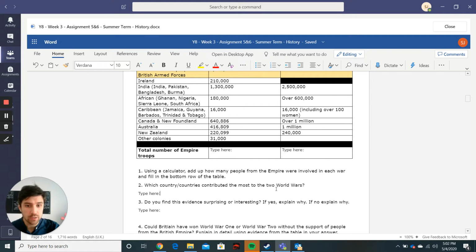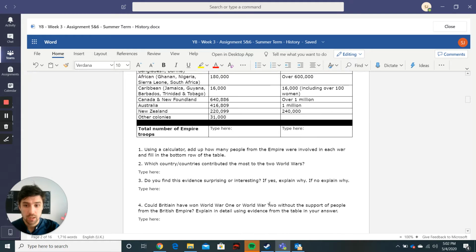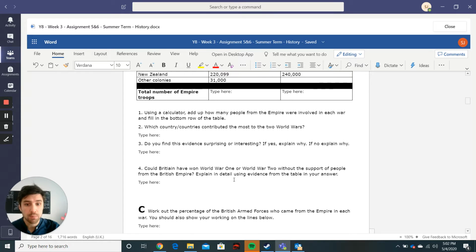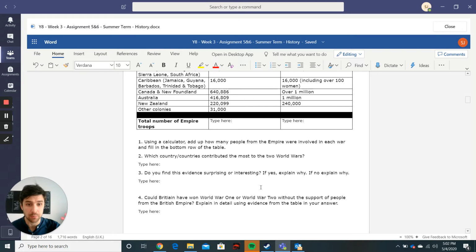2, which country or countries contributed the most of the 2 world wars? 3, do you find this evidence surprising or interesting? Why? And 4, could Britain have won World War I or World War II without the support of people from the British Empire? And you must explain your answer using evidence from the table in your answer.